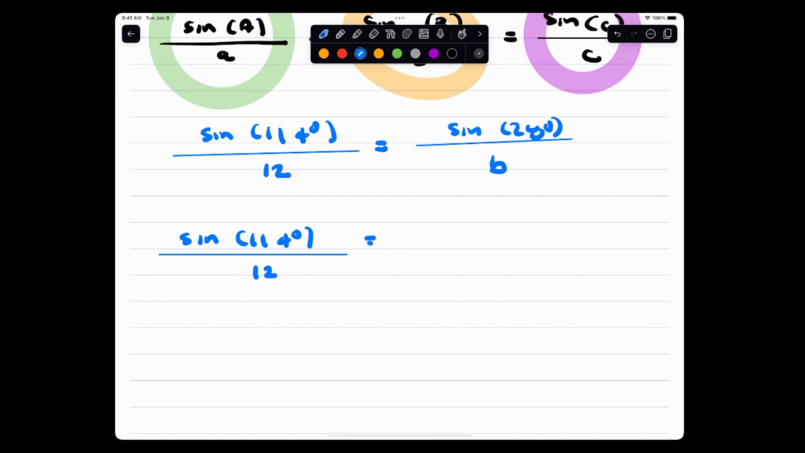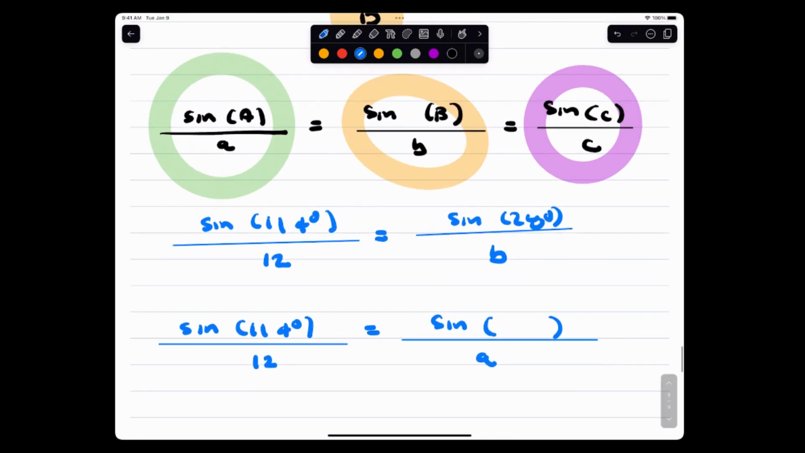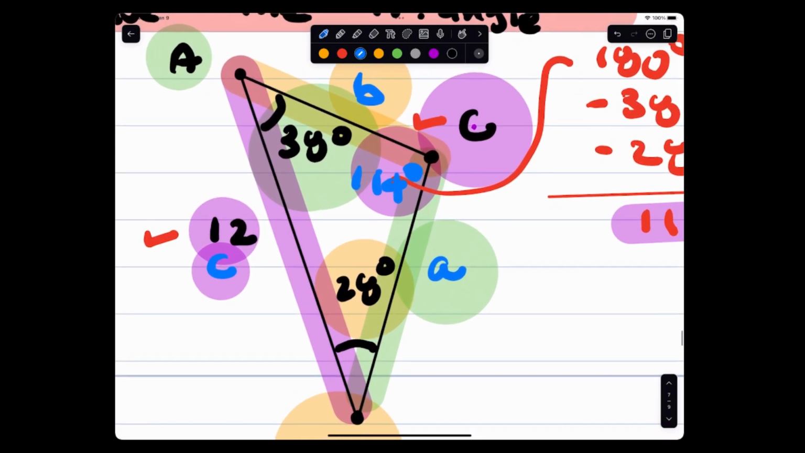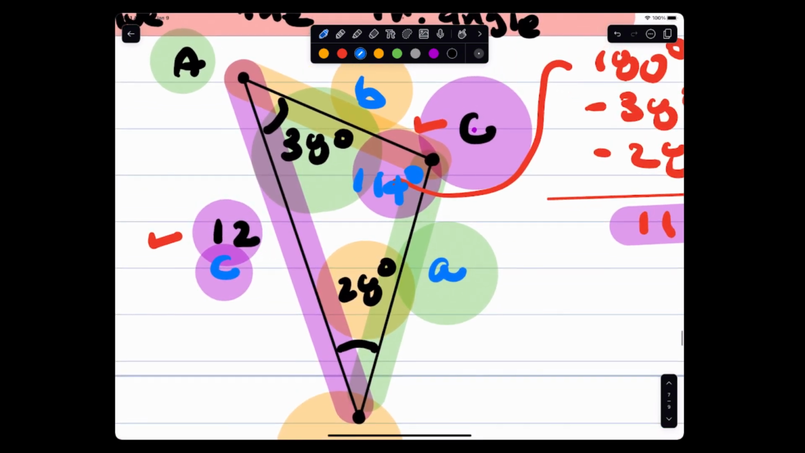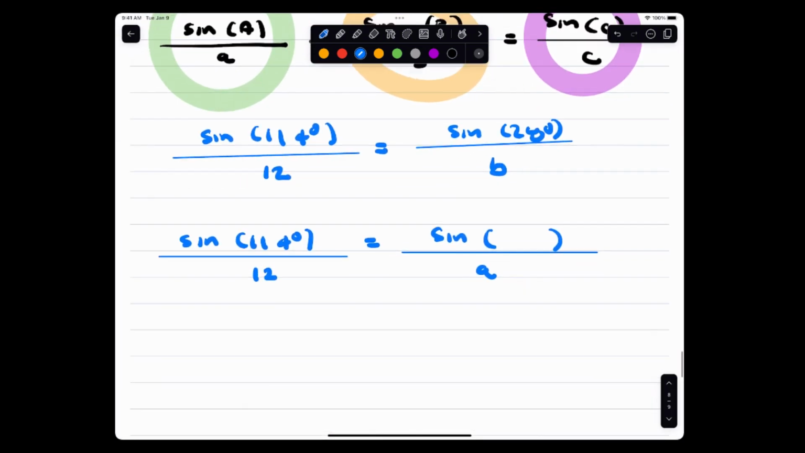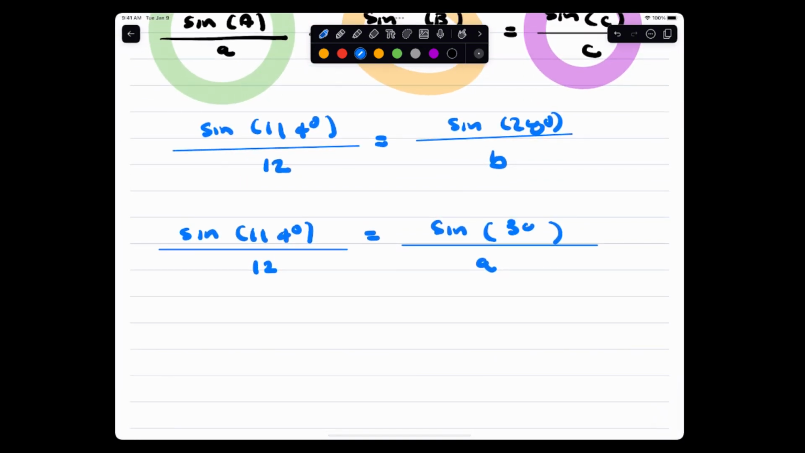And then now you have to look at what? The A. You're going to put that over A. But you have to know what angle is associated with A then. What is opposite A? 38. Yeah. Okay, so that'd be 38 degrees. You guys okay with that? What's that?